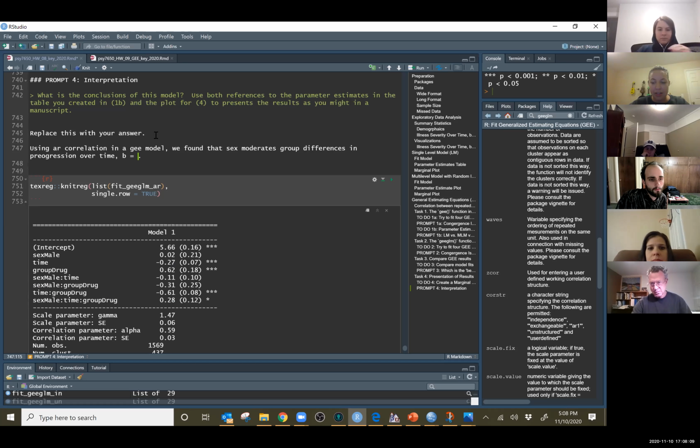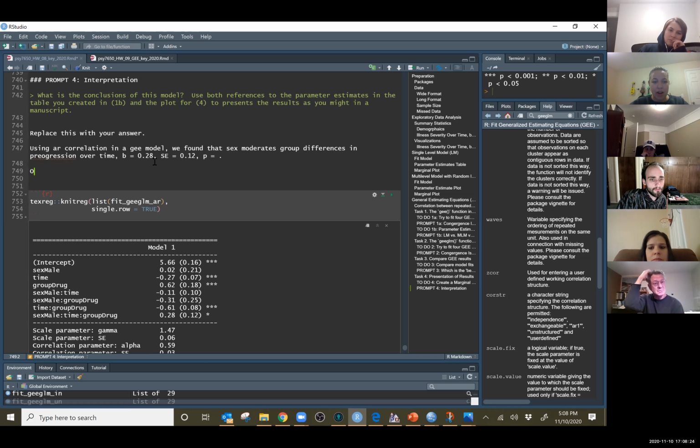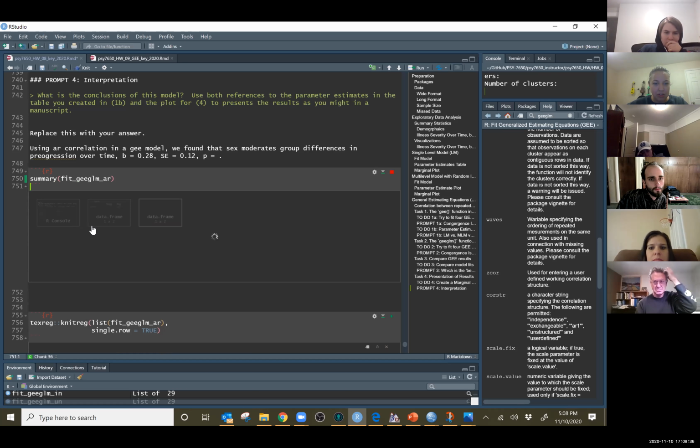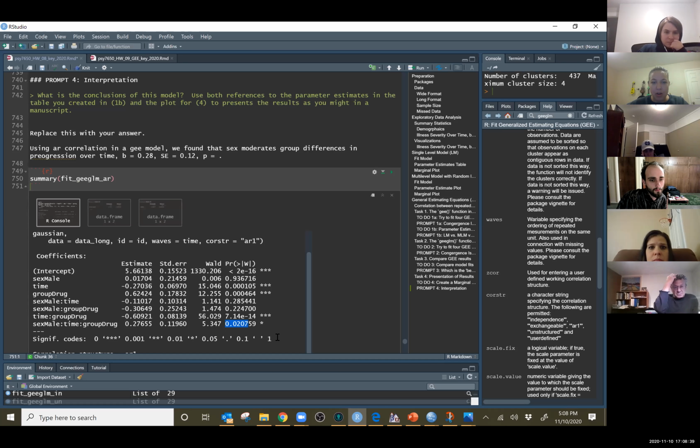So we can put our beta with a standard error and its p-value, which we don't have the exact p-value here. To get the exact p-value, the texreg package doesn't give it to you. You have to say summary of the model. That'll give you the actual p-value. So we can see that the p-value for this first one is actually 0.021. So yes, we have this three-way interaction. From there, it's helpful to look at the plot to be able to talk about it.